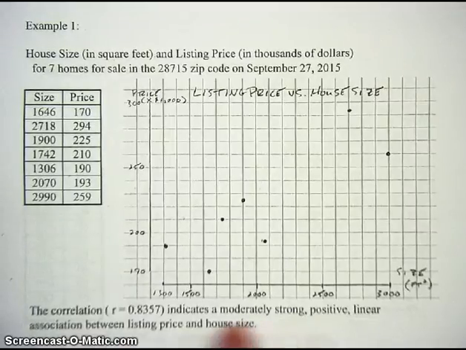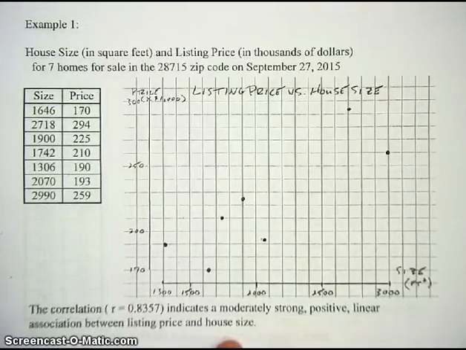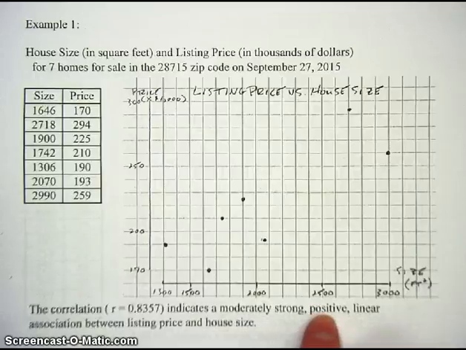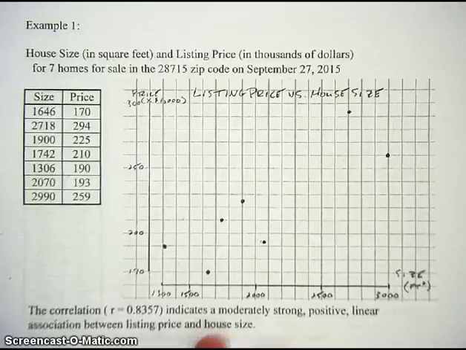And if you have to interpret a correlation, this is basically all you need to say. You say what the correlation value is, and then say what kind of strength that indicates and what kind of direction that indicates for a linear association between your two variables, and you put the two variable names in there so that you have some context.